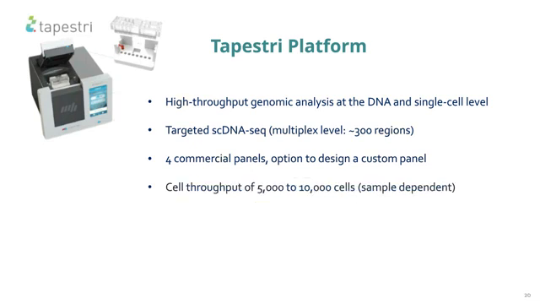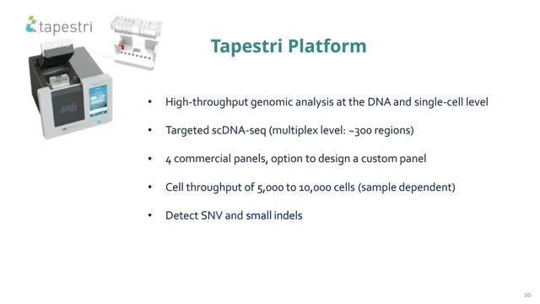For each of the panels, the multiplex level is about 300 regions, and the cell throughput is between 5 and 10,000 cells. This is really sample dependent and depends on the cell type. You will see later that for leukemia, we are in the lower part of this range. And then this technology is for detecting single nucleotide variants, but also small insertions and deletions. They are also working on inferring copy number variation information from this data, but it's not for detecting fusion genes or rearrangements. This cannot be done with this targeted approach.